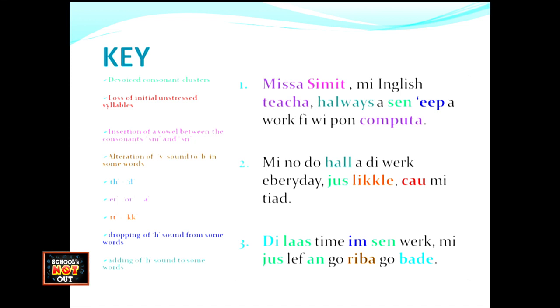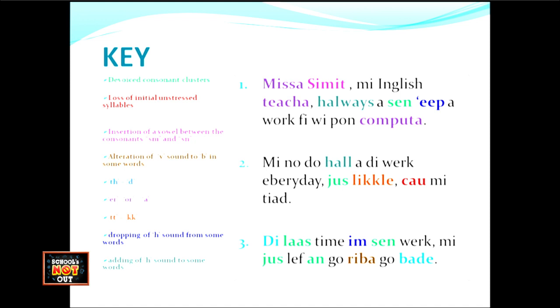So we have sen. Send becomes sen. In number two, just becomes jus. Number three, last becomes las. Sen again, and we have just again, and the last one, and we have lost the D.